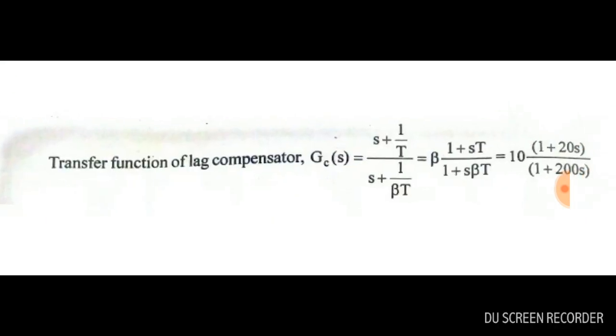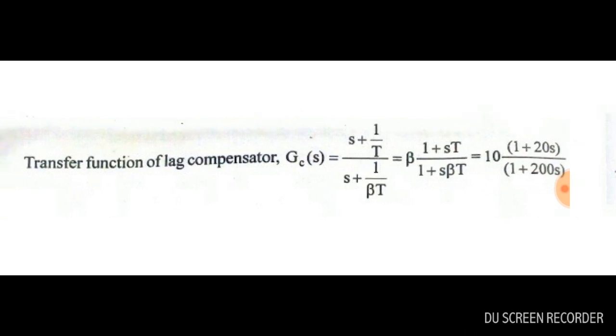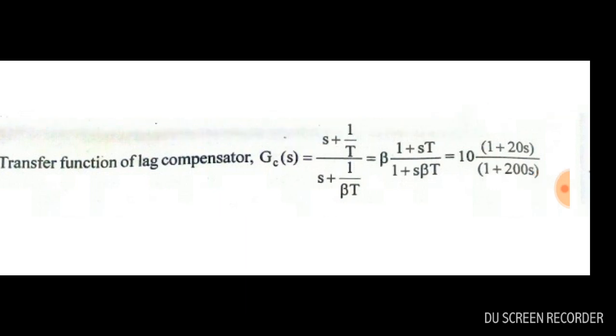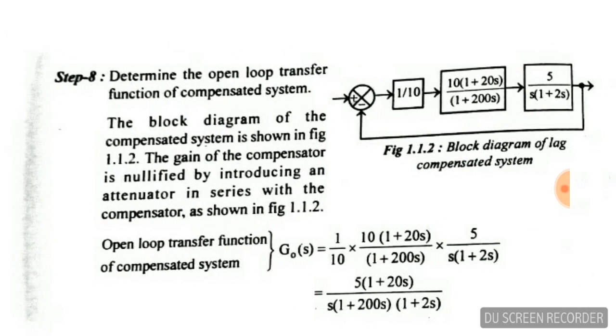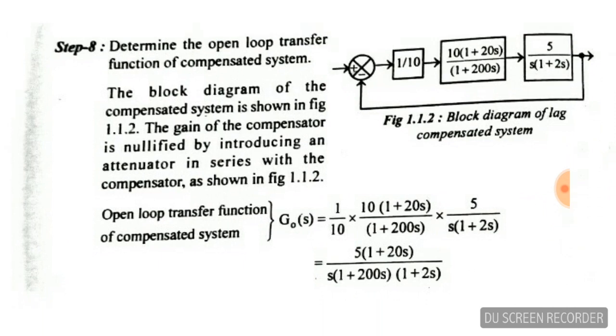So this is the transfer function of the lag compensator. Gc of s is equal to beta into (1 plus sT) divided by (1 plus s beta T), just standardizing the equation, that's all. That is equal to 10 into (1 plus 20s) divided by (1 plus 200s). This is the transfer function of a lag compensator, which we need to include as a cascade gain in the loop. So this was the function 5 over s(1 plus 2s), with the lag compensator 10(1 plus 20s) over (1 plus 200s). So this is the compensated block diagram. That's all about the lag compensator. Thank you.